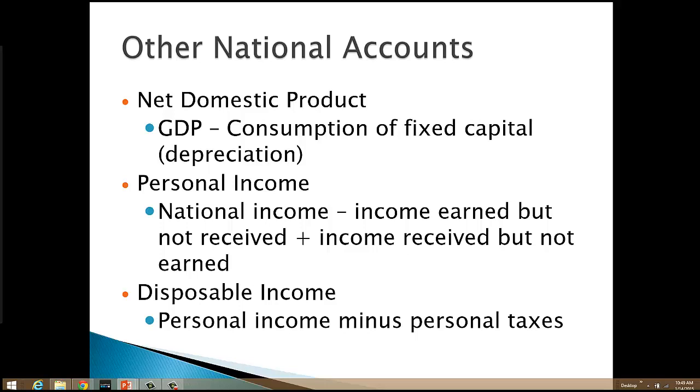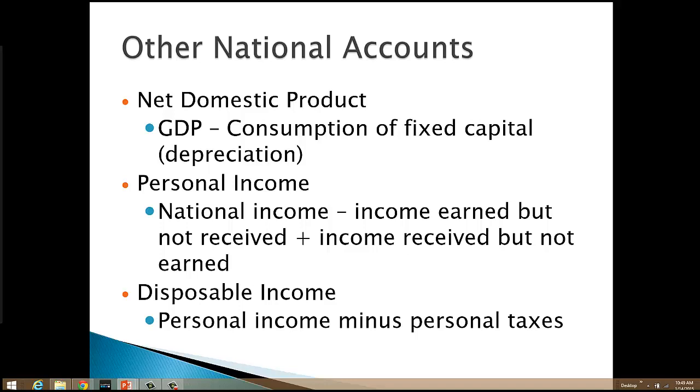So to calculate personal income, we start with national income. We subtract the income earned but not received. That's corporate taxes and retained earnings. And we add back the income received but not earned. That's going to be those transfer payments and things like that. That gets us to personal income. Then once we have personal income, the next step down is disposable income.